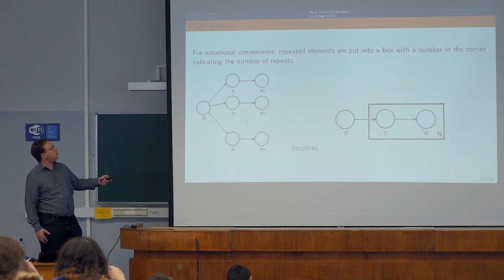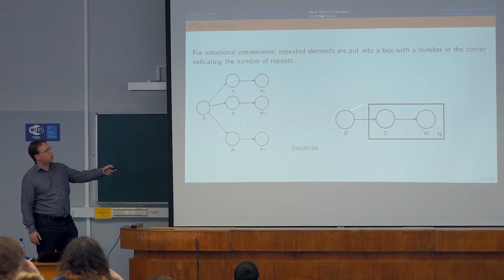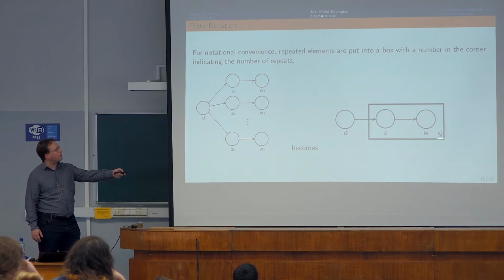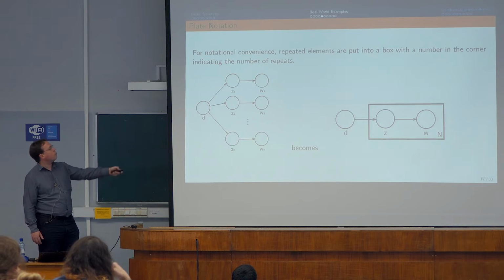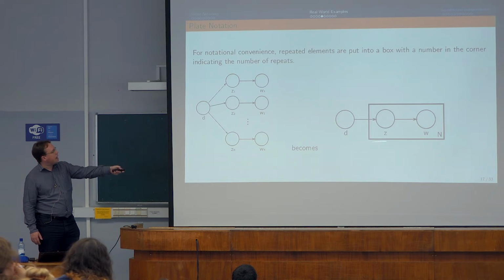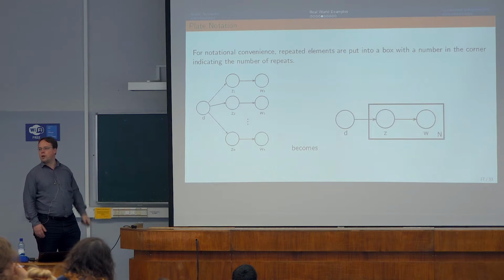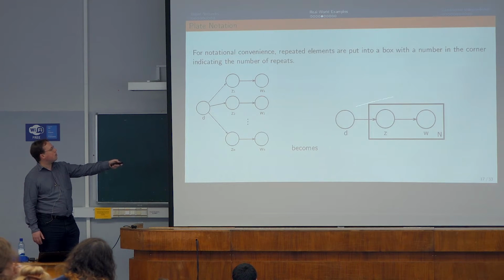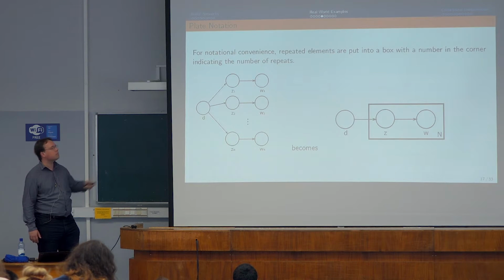So plate notation means you put a box around the variables that you have, and you write how many copies of them you want. So instead of writing this kind of thing n times with little dots, we just say, okay, there's one D, but then there's n copies of Z's that point to W's. So this is the compact version of writing that. Okay?